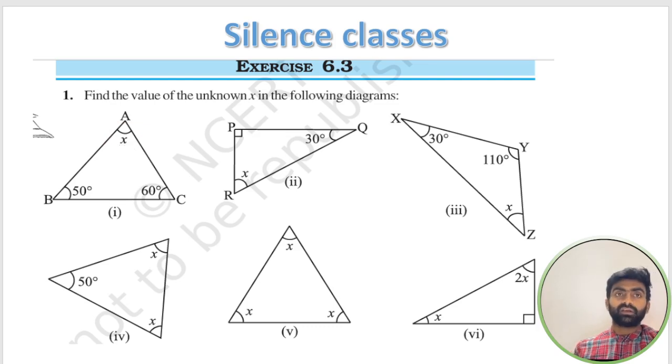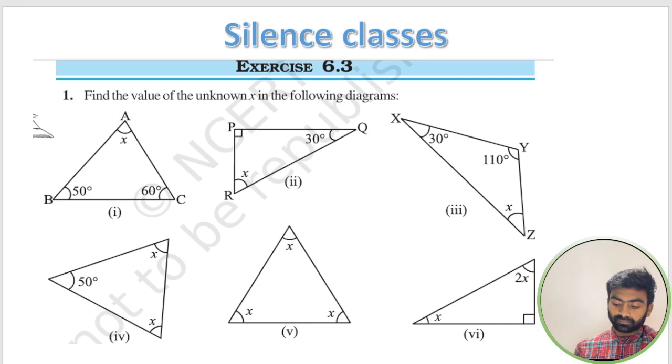In this, there is one formula which I have already told you. A formula will be used that we have already covered in the introduction part: the angle sum property of a triangle. What is the angle sum property of a triangle? The angle sum property says the sum of all the angles is equal to 180 degrees.